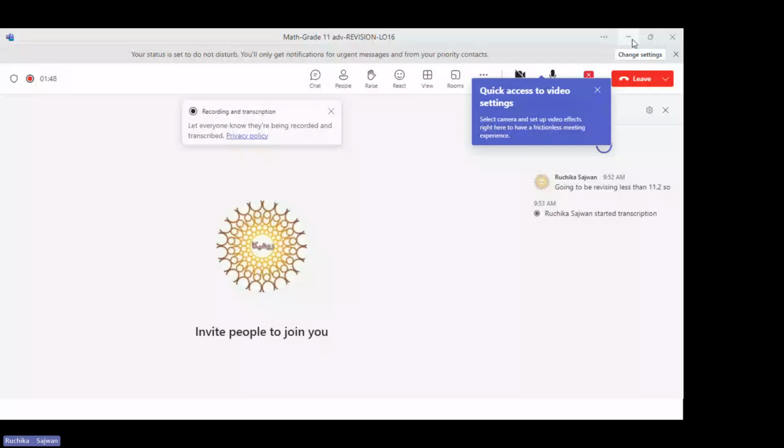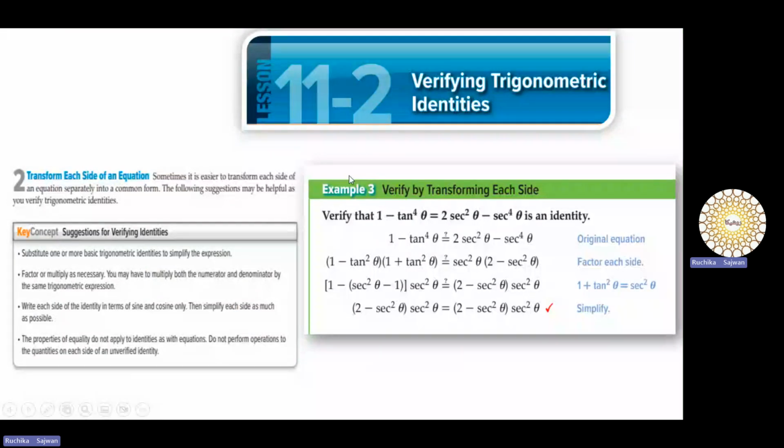We are going to be revising lesson 11.2. So we will be focusing on learning objective number 16, which is verify trigonometric identities by transforming each side of the equation into the same form. In today's session, we will be solving exercises 19 to 32.